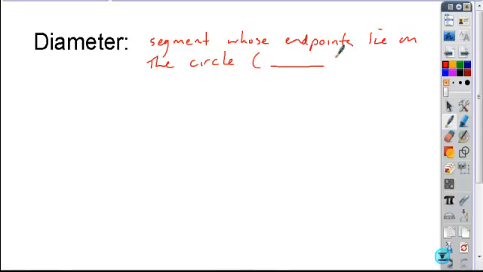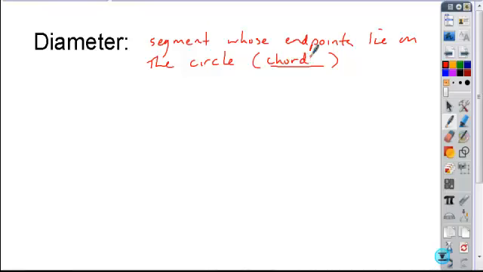So a diameter is going to be a segment whose endpoints lie on the circle. What is that called? What is a segment whose endpoints lie on a circle called? You guys remember? A tangent is going to intersect the circle at just one point. We'll talk more about that in chapter 4. There's another word. It's a segment whose endpoints lie on the circle. Matt? Did you mouth that? Yep, chord.